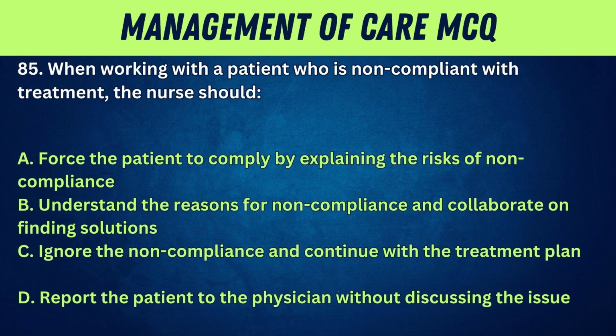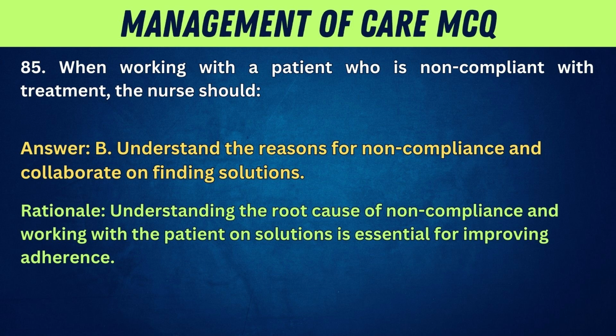85. When working with a patient who is non-compliant with treatment, the nurse should: A. Force the patient to comply by explaining the risks of non-compliance. B. Understand the reasons for non-compliance and collaborate on finding solutions. C. Ignore the non-compliance and continue with the treatment plan. D. Report the patient to the physician without discussing the issue. Answer. B. Understand the reasons for non-compliance and collaborate on finding solutions. Rationale. Understanding the root cause of non-compliance and working with the patient on solutions is essential for improving adherence.